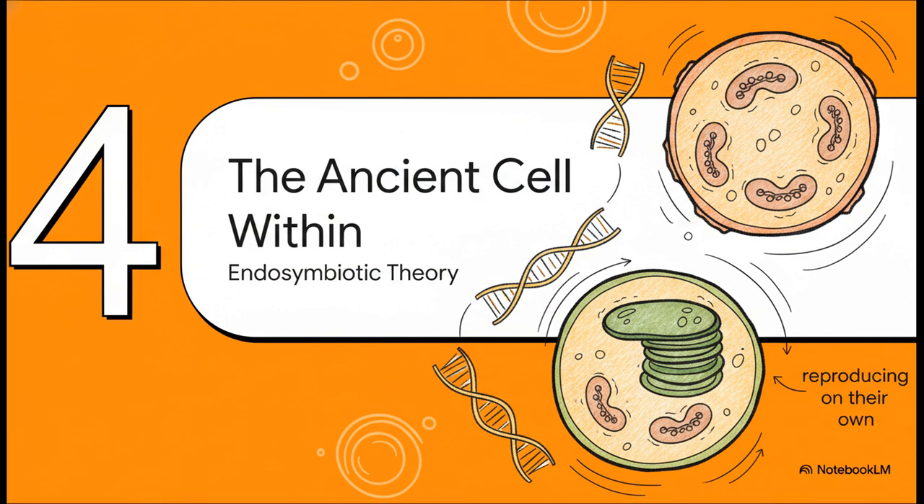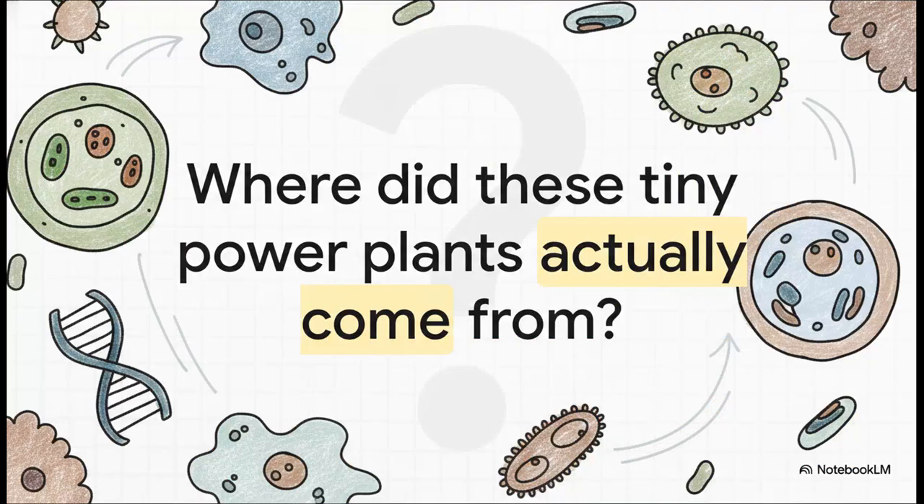Mitochondria powering our every move, chloroplasts feeding the entire planet. But here's where the story gets a little weird. They act like they don't quite belong. They have their own DNA, separate from the cell's main blueprint, and they reproduce all by themselves, which of course raises a pretty fascinating question. Yeah, where did they really come from? Were they always part of the cellular team, or is there a much deeper, much more ancient story here?